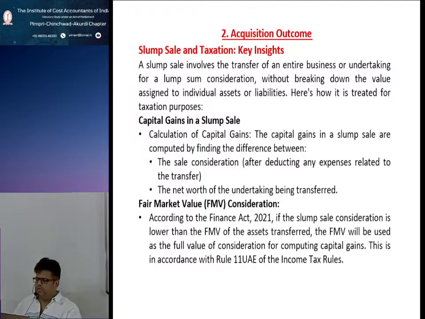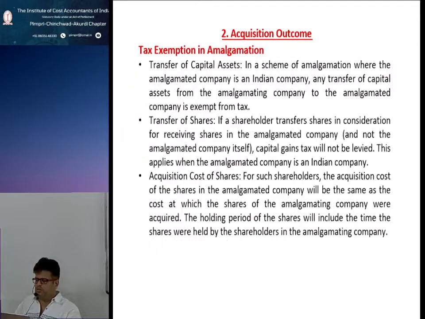Fair market value consideration. According to Finance Act 2021, if the slump sale consideration is lower than the fair market value of the asset transferred, the FMV will be used as the full value of consideration for computing capital gains. This is in accordance with Rule 11UAE of the income tax rules.